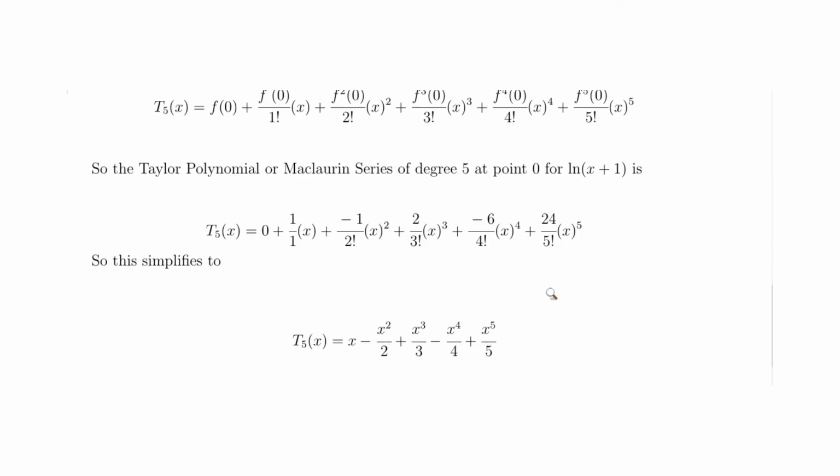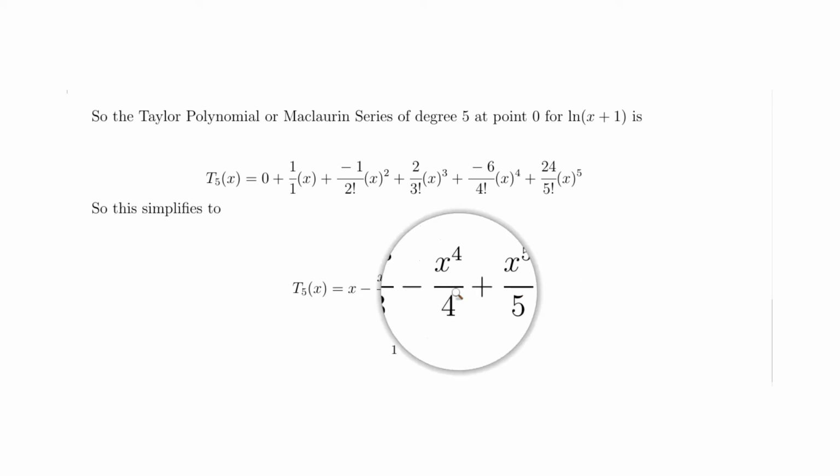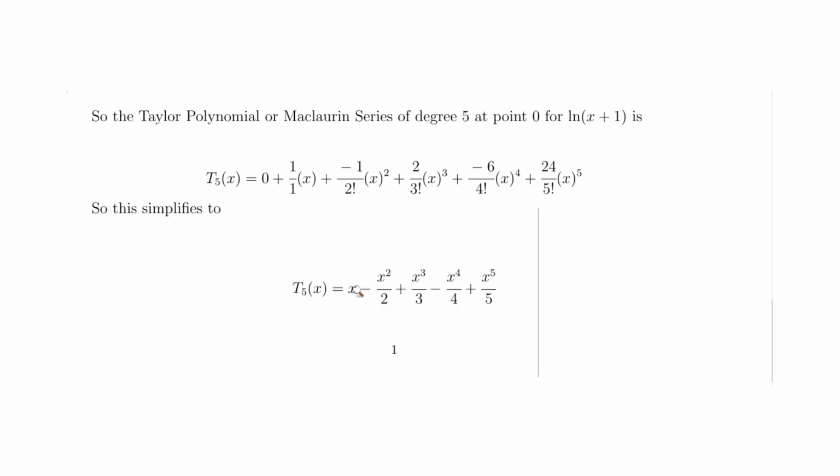So then we can simplify this even more, and we end up with our 5-degree Taylor polynomial at the point 0 for natural log of x plus 1 is x minus x squared over 2 plus x cubed over 3 minus x to the power of 4 over 4 plus x to the 5 over 5. And you can see there's a nice little pattern in this series here. So you start with x, then it's a minus, then you've got x squared over 2, then it's a plus, x cubed over 3, then it's a minus, x to the 4 over 4, and then it's a plus, x to the 5 over 5.